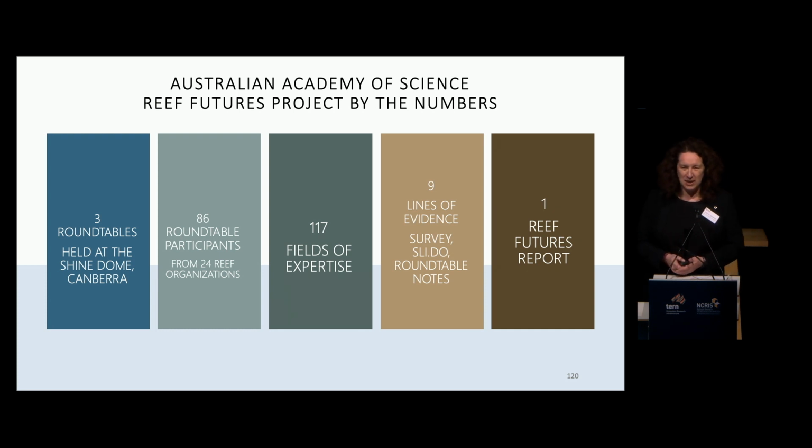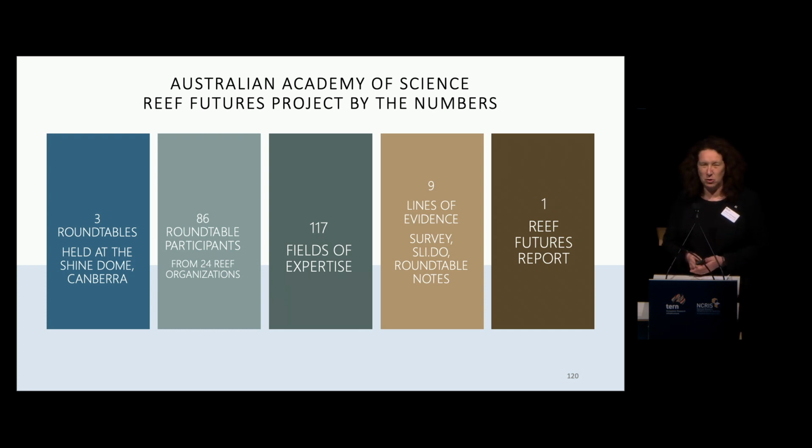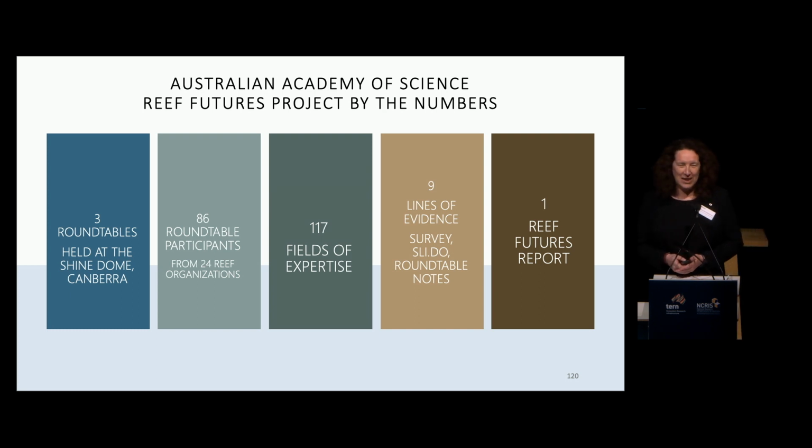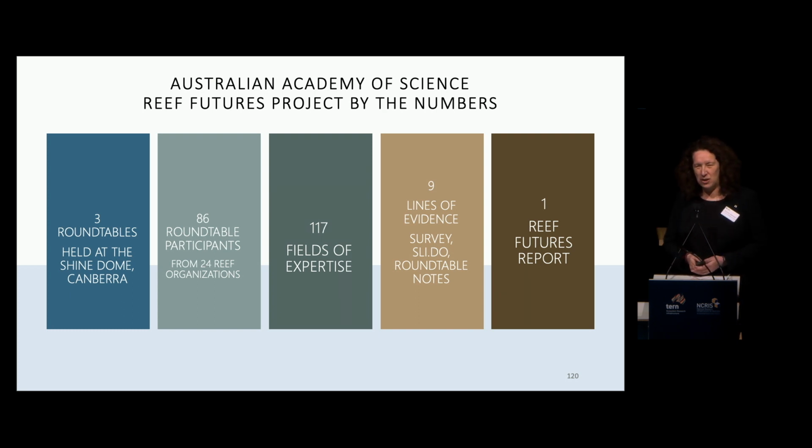Altogether, we had 86 participants from 24 reef organisations, which totaled 117 fields of expertise, although we did feel that there was a lot of focus on coral and fish, but that was fine. That was in the first one. We actually gathered 9 different lines of evidence. We wanted to cover every single, look under the sort of doona.